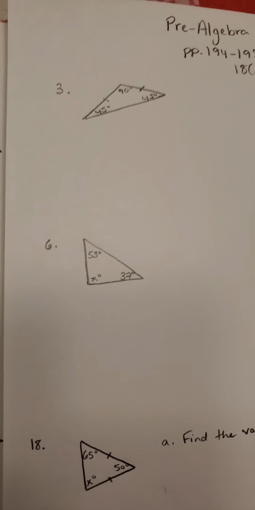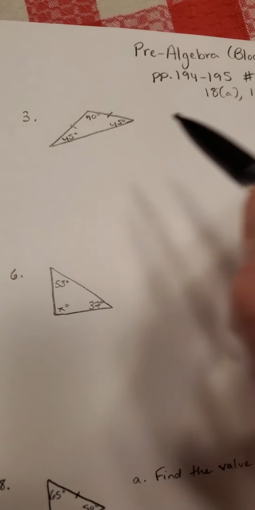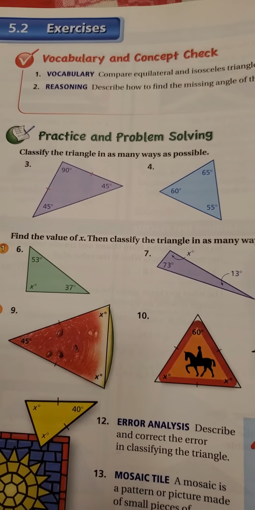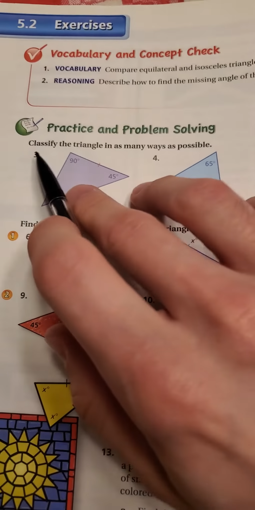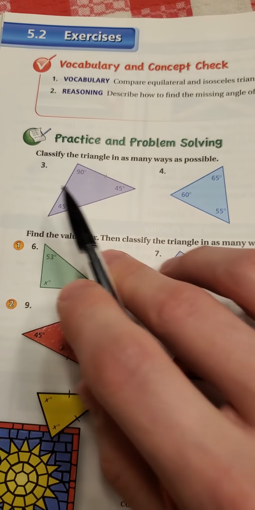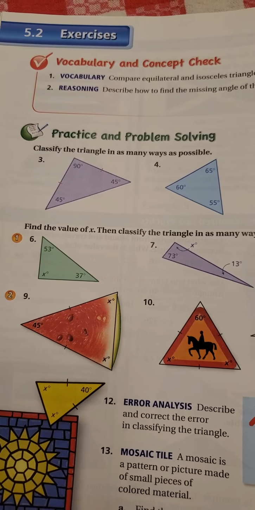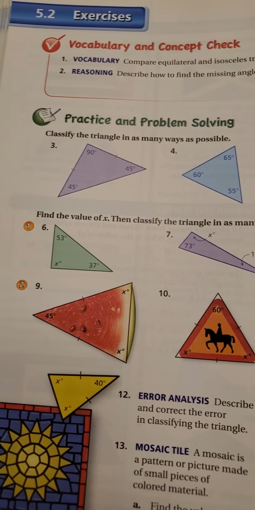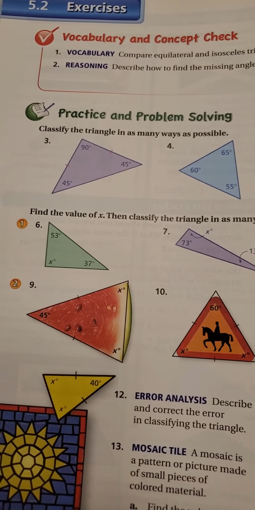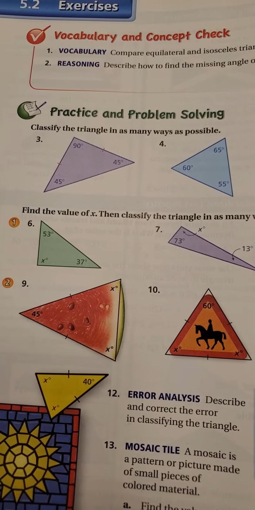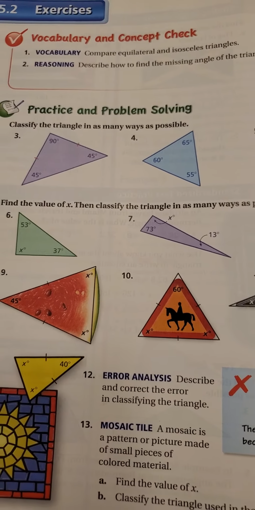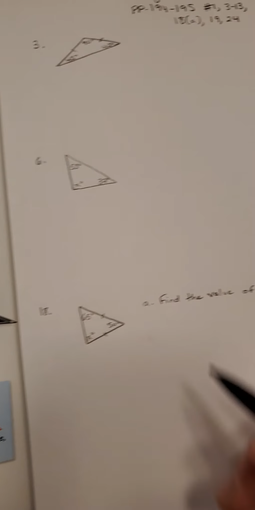All right, so on number 3, the directions say classify the triangle in as many ways as possible. The classifying, that's all those different vocab terms that I went through in the lesson. So you could have acute, isosceles, obtuse, right, what else? What am I missing? Equiangular, equilateral, scalene. So there are a lot of options on this.